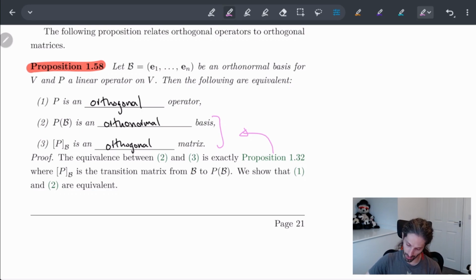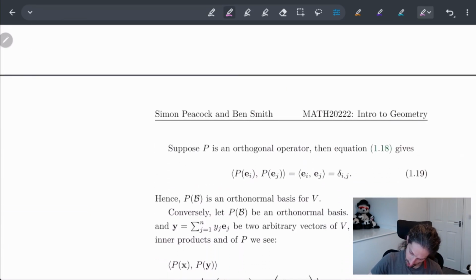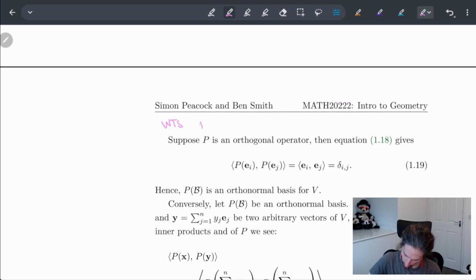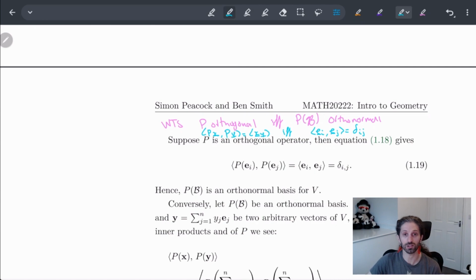What we're now going to show is that P being orthogonal and P of B being orthonormal are the same. So that is basically what we're going to do. What we want to show is P orthogonal if and only if we have P of B orthonormal. So in other words, P of X, P of Y gives the inner product of X and Y, if and only if the inner product of e_i and e_j is equal to the Kronecker delta ij.